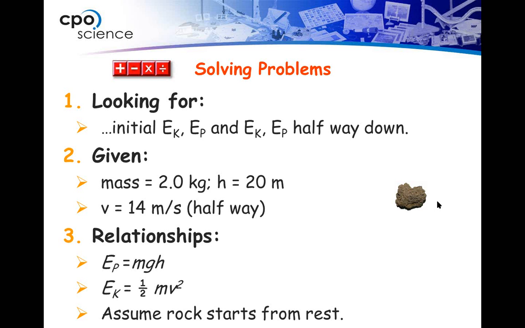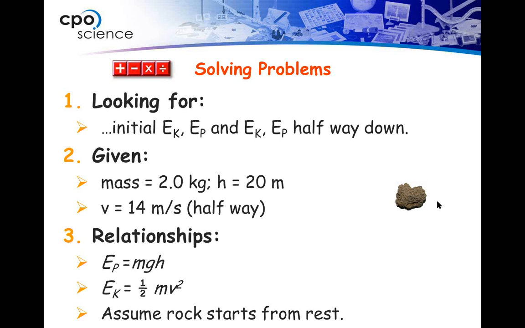Hopefully, you have these relationships or formulas in your word maps, also on your best friends. Potential energy is mass times acceleration due to gravity times height. Kinetic energy is 1/2 the mass times velocity squared. We're going to assume the starting position of the rock is at rest. So let's go ahead and start this off.